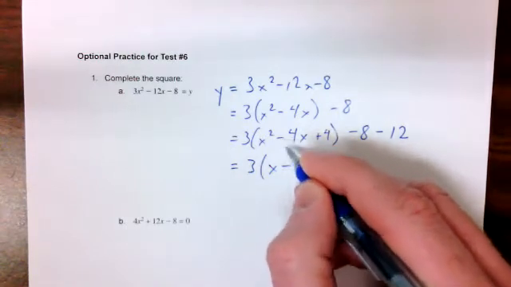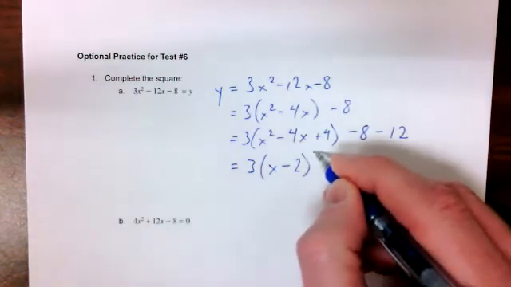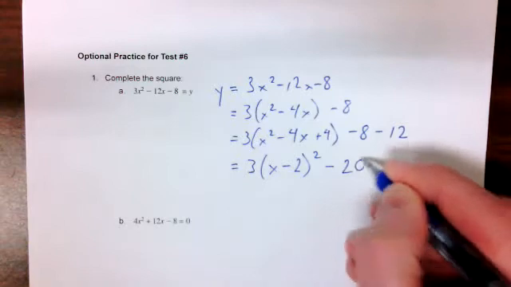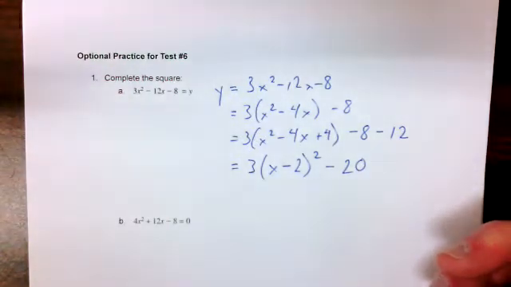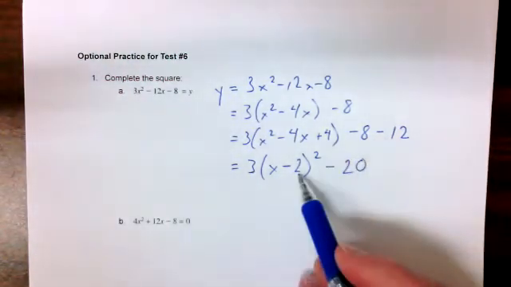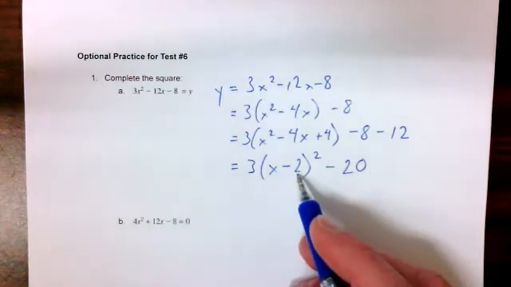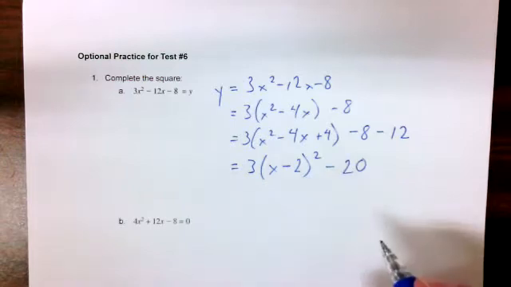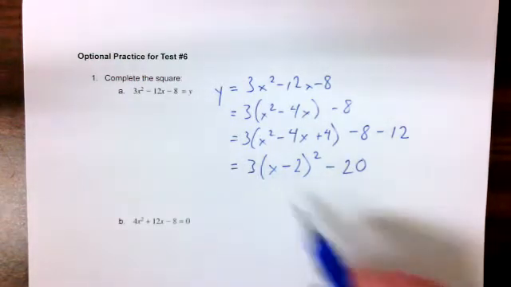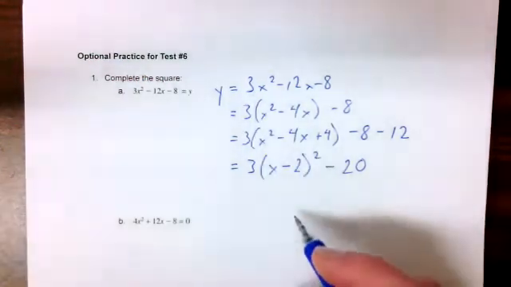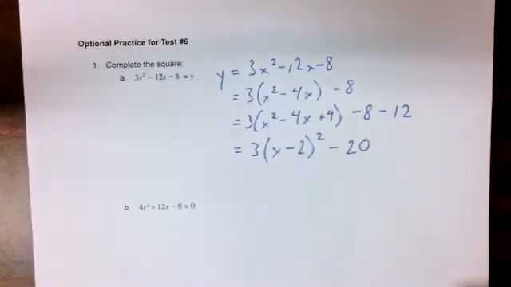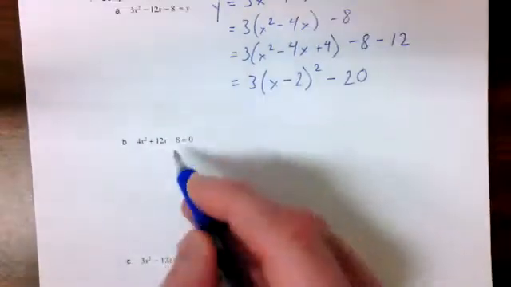3(x minus, because that's that sign, the root of that is 2) squared, simplify that, negative 20. That's it. We've completed the square. We can see the vertex, the axis of symmetry, the line of symmetry. We can tell that it opens up. We could tell that before, but anyways, moving along to this next one.